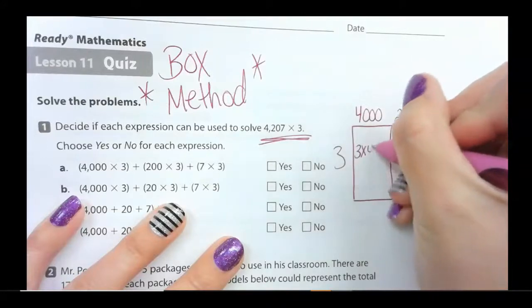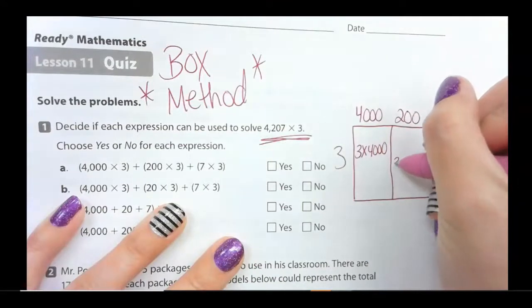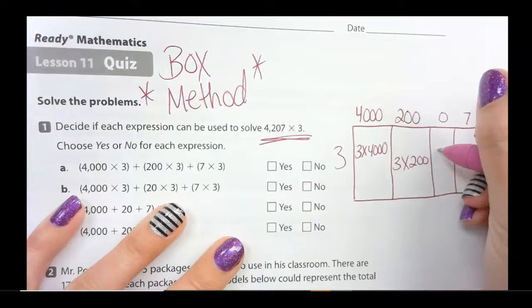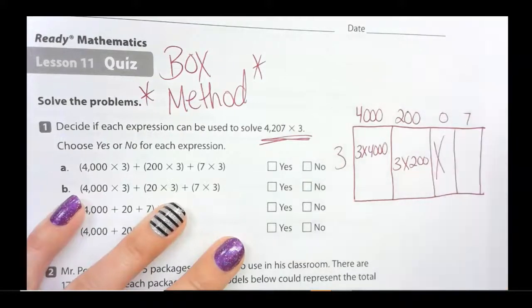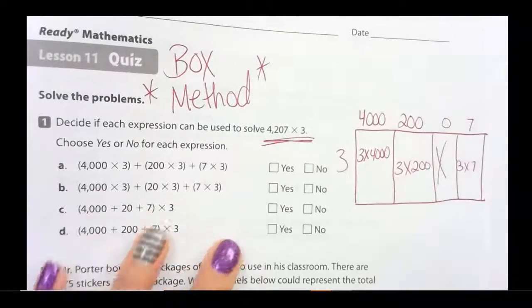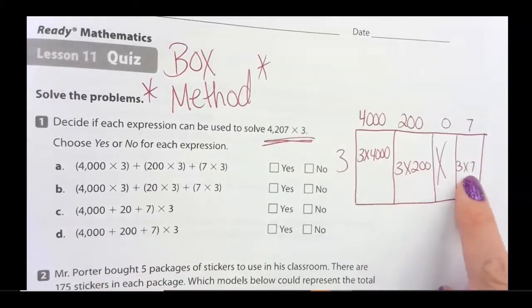So, what would be our equation here? 3 times 4,000. Then we have what? 3 times 200. Good. Do we have anything here? No, because there's 0. Then we would have, what's our last equation? 3 times 7. Okay, cool. So we have all of our partial products.